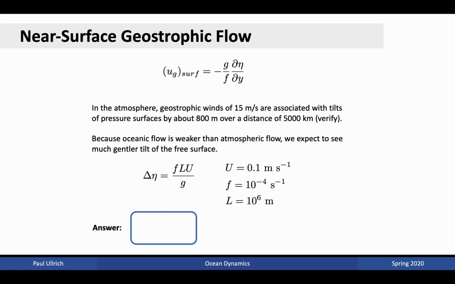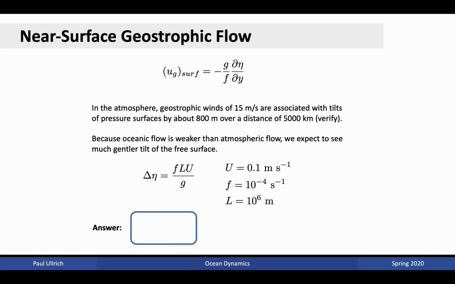In the atmosphere, geostrophic winds of about 15 meters per second are associated with tilts of pressure surfaces of about 800 meters over distances of about 5,000 kilometers. However, we've already seen that oceanic flow is much weaker than it is in the atmosphere, and so we also expect to see much gentler tilts of the free surface. So, given this expression for the geostrophic flow above, and knowing a typical value for geostrophic flow of about 10 centimeters per second, or about 0.1 meters per second, we can estimate typical variations in the free surface height.